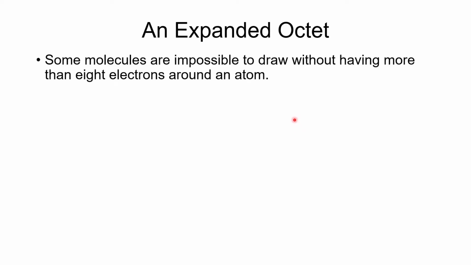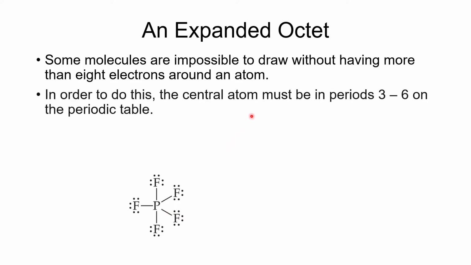All right, and then our third type of not following the octet rule is when we have an expanded octet. Some molecules are simply impossible to draw without having more than 8 electrons around them. One such example is phosphorus pentafluoride. So phosphorus pentafluoride, there's just no way to draw this so that we don't have at least one atom with more than 8 electrons around it.